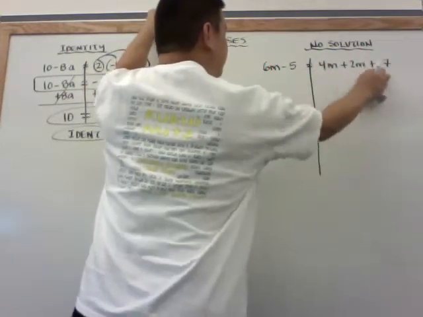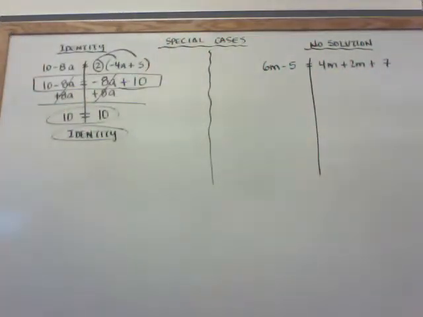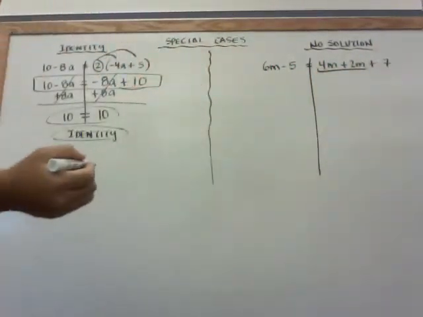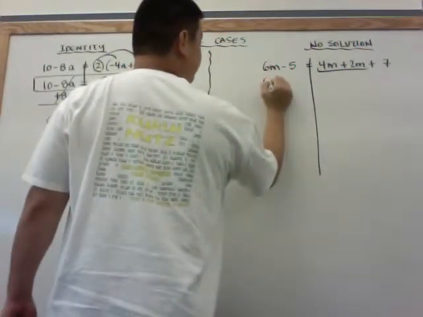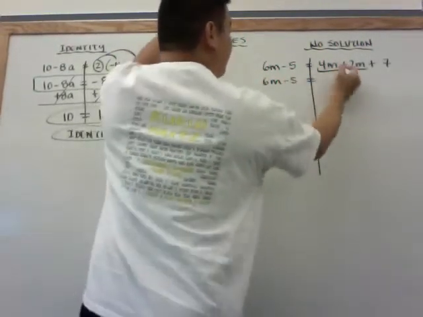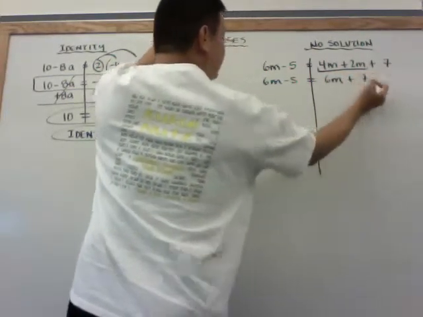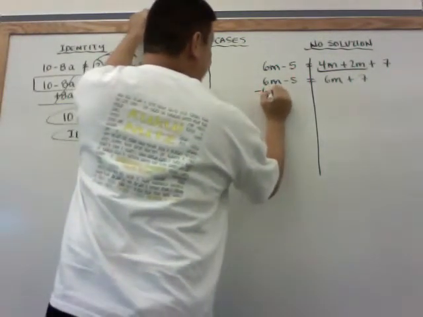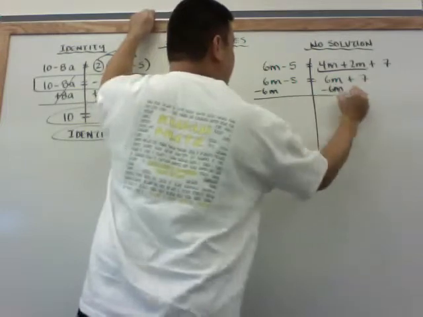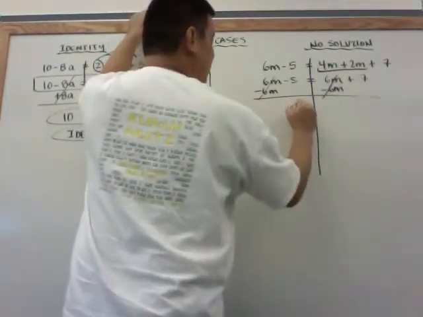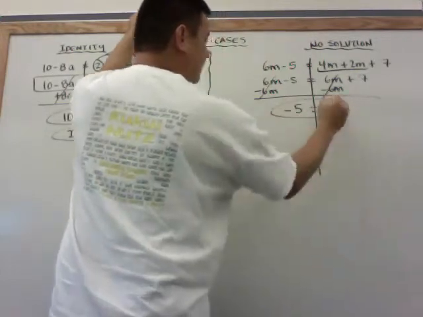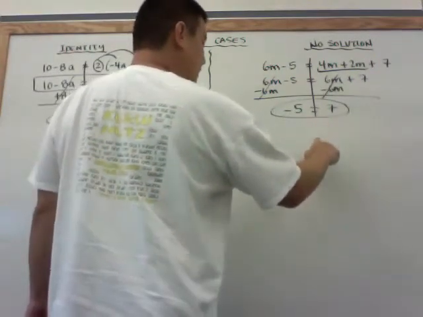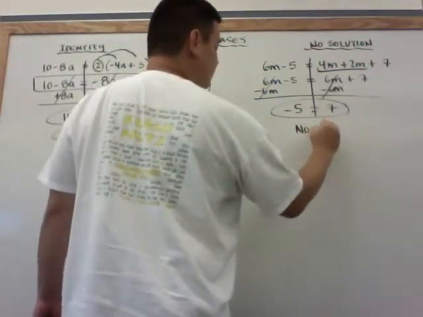Okay? So when you draw the line down, you can see I need to simplify this right side, so I need to combine like terms. I'm going to have 6m minus 5 on this side. When I combine this, 4m plus 2m is 6m, plus 7. And that's another reason I want you to do the variables first. When I subtract 6m from here, and I subtract 6m from here, this becomes 0, this becomes 0. I drop down negative 5, and I drop down 7. Negative 5 will never equal 7. And so my answer would be no-so.